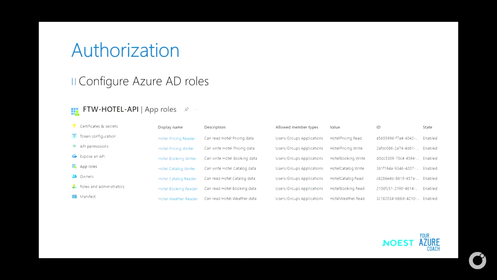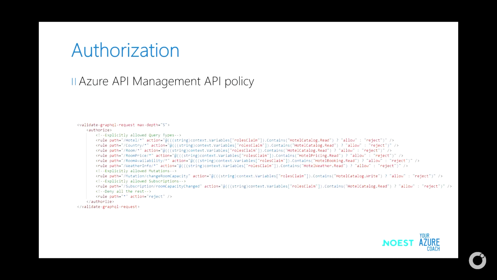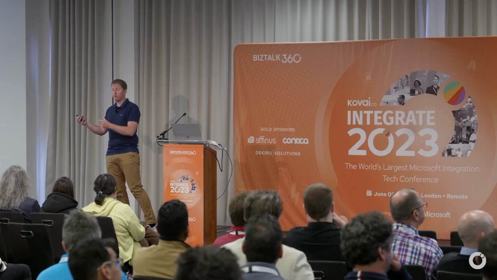So we went to Azure AD and configured different roles. Here I just did the hotel pricing reader-writer, the hotel booking reader-writer, the hotel catalog reader-writer. So if you want to change something in the hotel catalog, you need to have, of course, write access. And then there's a nice API management policy that can validate your requests. What it does actually is look at what you want to do and whether you have the required roles claim for that. If you don't have it, we will reject your request.